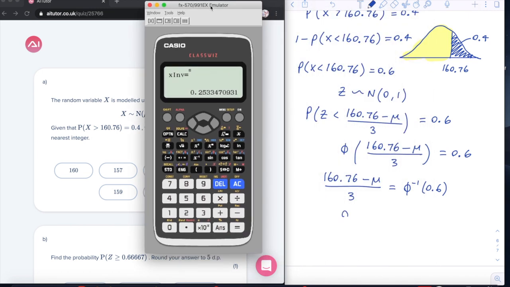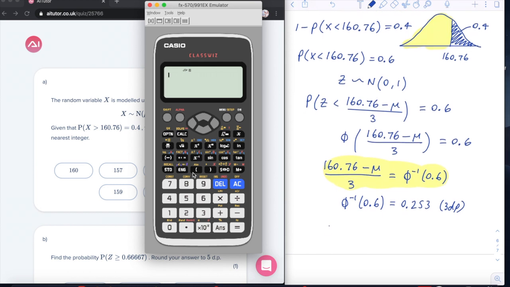And we get that the inverse of phi of 0.6 is equal to 0.253, to 3 decimal places. Now, if we go to menu and go back to option 1, we can then rearrange this result to work out what mu is. So that means mu will equal 160.76 minus 3 times the inverse of phi of 0.6.